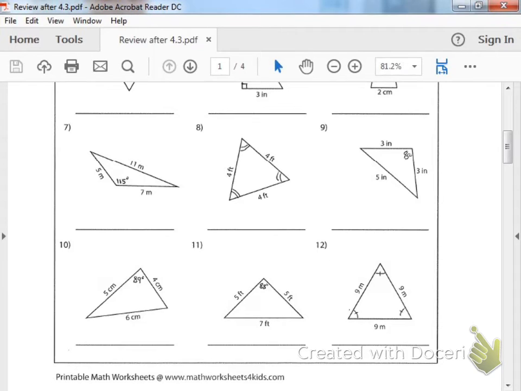There you go. What are your questions 1 through 6? Number 7, anyone have any thoughts? The side lengths are 5 meters, 7 meters, and 11 meters. Scalene and obtuse. Good. Number 8. Good. The side lengths are all the same, so it's equilateral. The angles are all marked as being congruent, so it's equiangular as well.